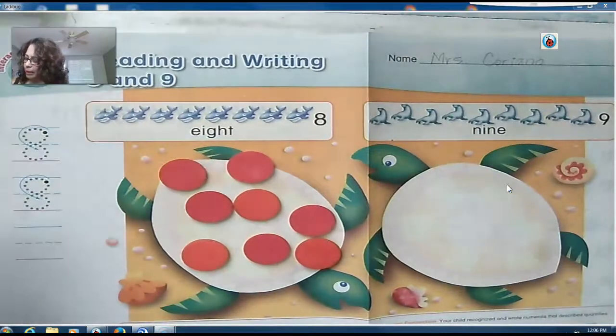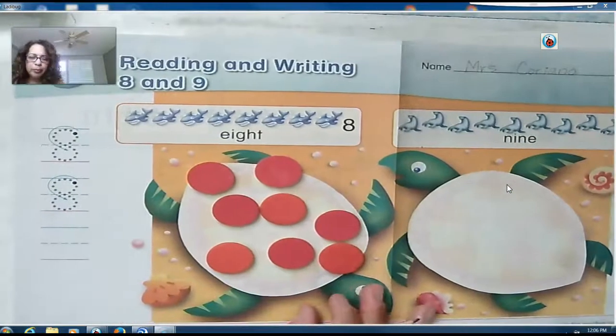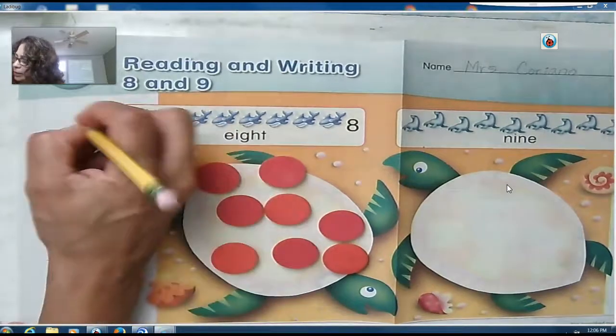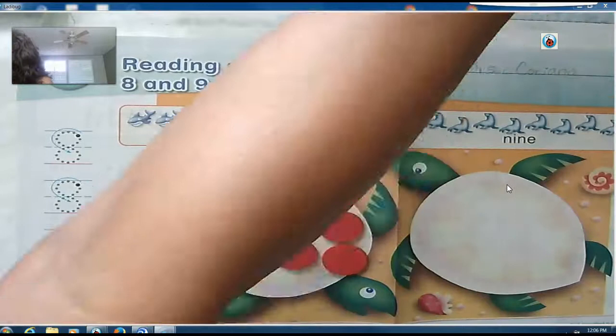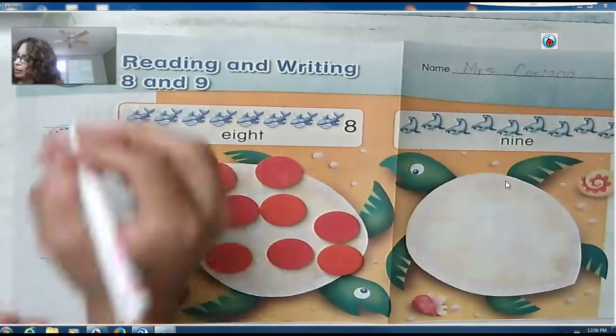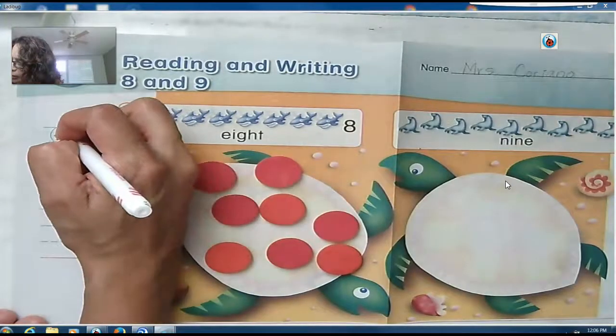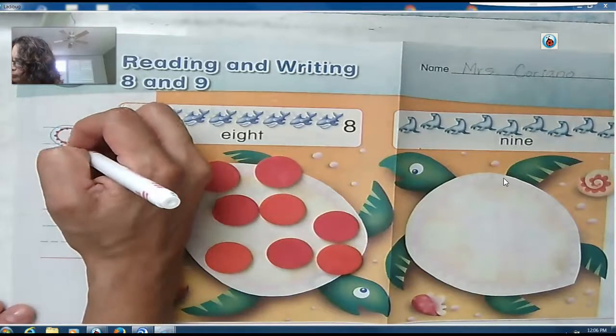If we wanted to write the number, then we would write it like this, right? So go ahead and take your pencil and we're going to trace. Mrs. Koyano's going to use her marker, but you're going to use your pencil to start on the dot. You're going to go around. Whoops.